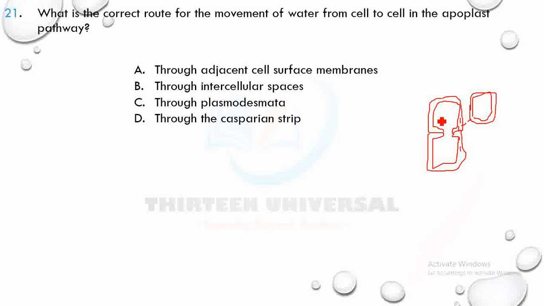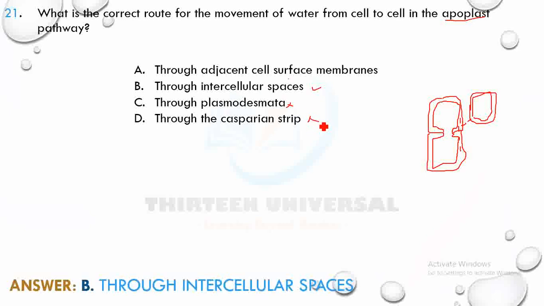Symplast is from one cell to another through the plasmodesmata. This is symplast. So through adjacent cell surface membrane, no, this may be vacuolar, through intercellular space, that's apoplast. Apoplast can be cell wall to cell wall, or through intercellular space. Through plasmodesmata, no, this is symplast. C is symplast. Through the Casparian strip, water can pass through the Casparian strip. So the answer is B.